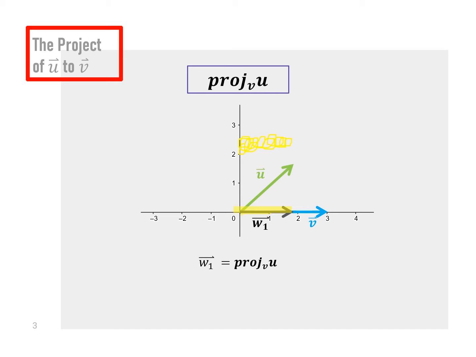The next thing I want to mention is that vector w sub 2 is called the vector component of u orthogonal to v, and we can find w sub 2 by taking vector u and subtracting vector w sub 1. Please notice that the purple vector is orthogonal to the blue vector, and vector w sub 1 plus vector w sub 2 does equal vector u.